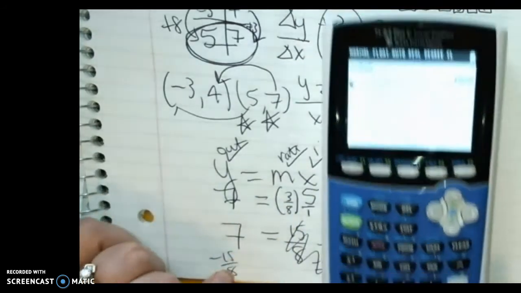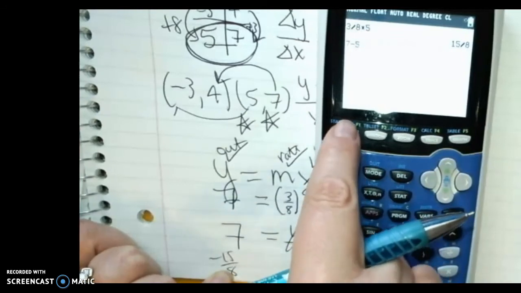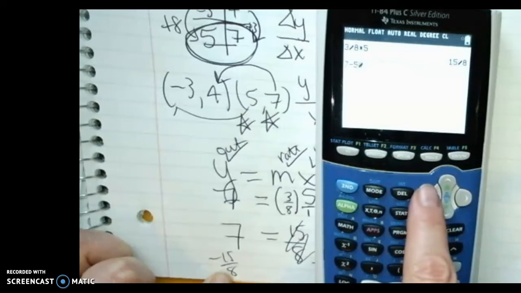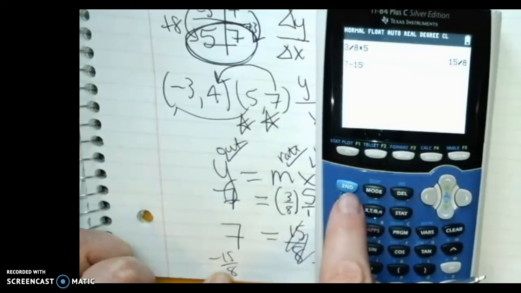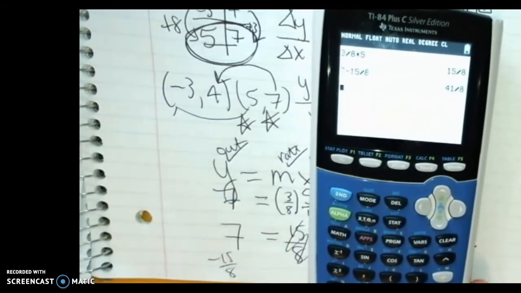Same thing here, if I want to do 7 minus 5/8, I can do 7 minus 5 alpha, and then this guy right there. And then it was what? Minus, oops, shoot, it was 15 alpha, that, and then 8s. And then it will do fractions for you, so you don't have to convert.